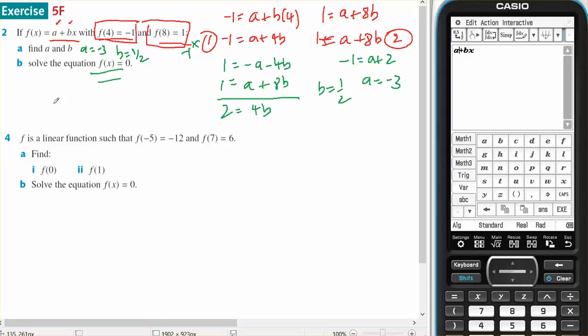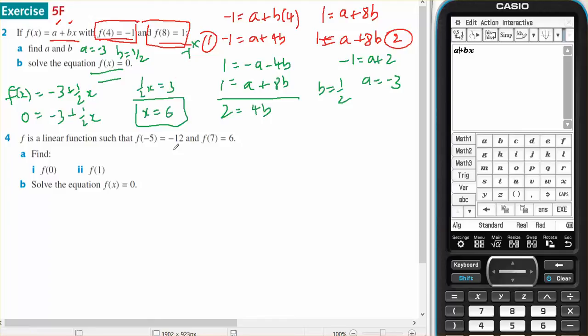Solve the equation for, so I know that I have my f of x equals -3 plus a half x. If I set that equal to 0, a half x equals 3, x equals 6 is going to be my solution. What's the technology solution look like?